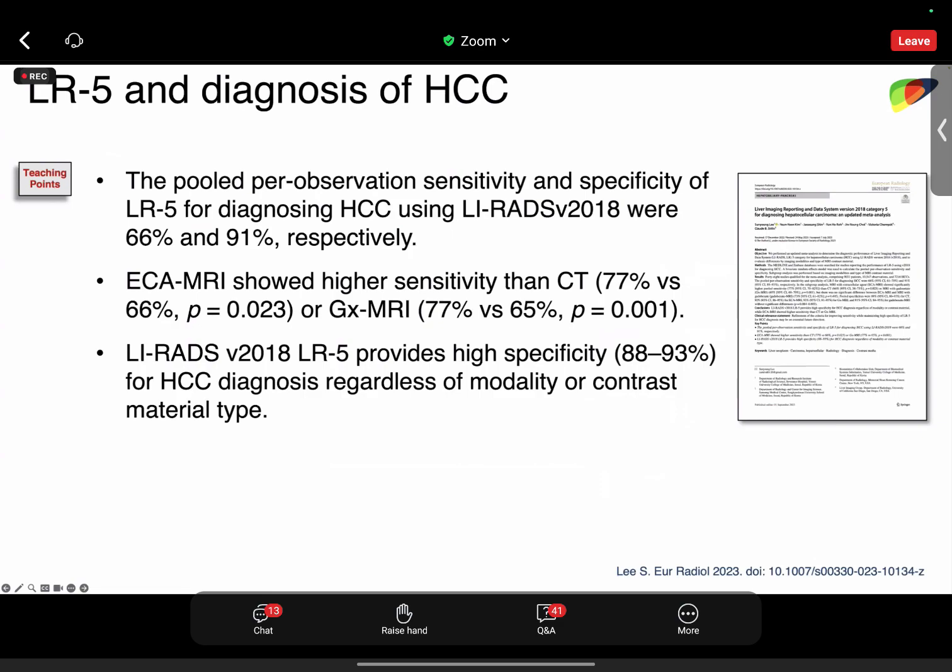The take-home messages from this meta-analysis is that the pooled per observation sensitivity and specificity of LI-RADS 5 was 66 and 91% respectively. Extracellular contrast agents showed higher sensitivity than CT or gadoxetate disodium and MRI. And the LI-RADS 5 category provides high specificity regardless of the modality or the contrast material type.